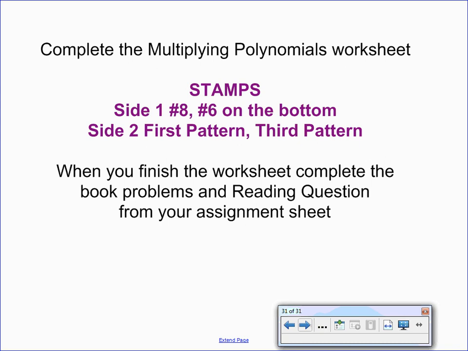Please do the worksheet first while you're still in here so you get stamped. And when you're done, then you may work on the book problems. Don't forget your reading question from the assignment sheet as part of your assignment number 2. So there are book problems, but I want you to do the worksheet first. Does that make sense?